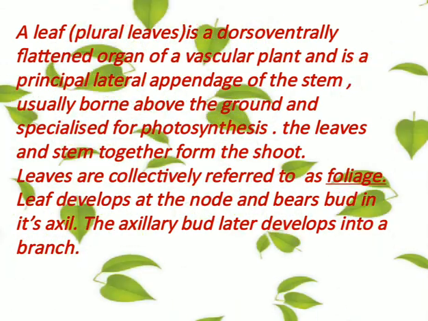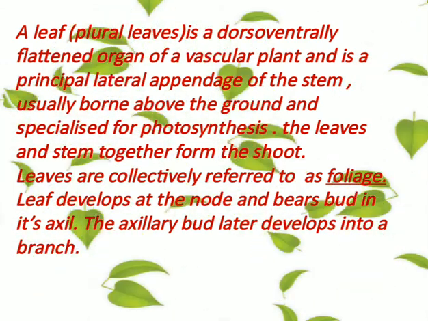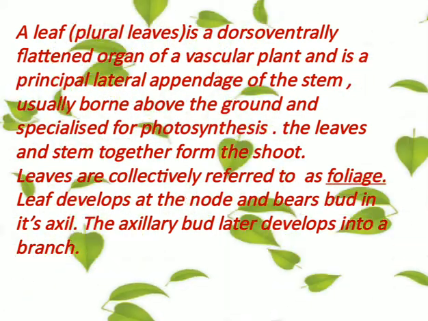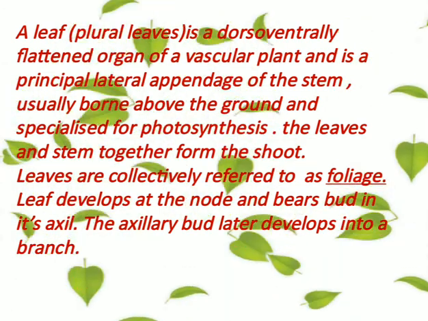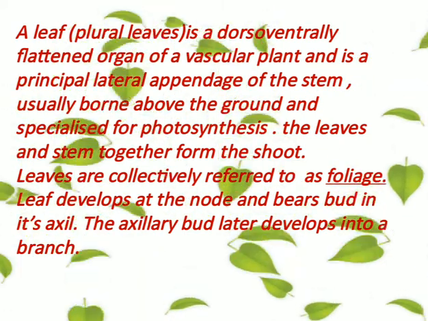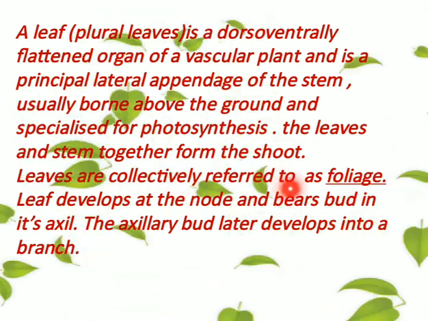Now, the leaf develops at the node and bears the bud in its axil. The axillary bud later develops into a branch. The leaves originate from the shoot apical meristem and are arranged in an acropetal order. The leaves are collectively referred to as the foliage.